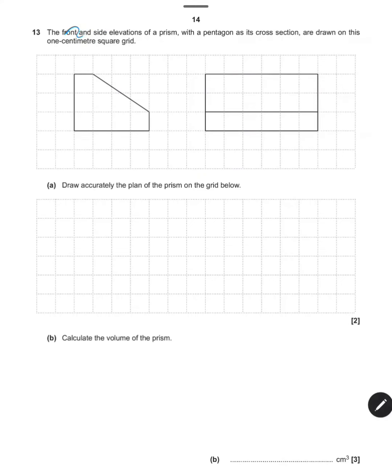Question 13, and we've got a front and side elevation of a prism. It says we've got a pentagon as its cross section, and it's drawn on 1 centimetre square grid. We're looking to draw the plan of the prism, and the plan view will be what it looks like from the top. What I can see is, from the top, I'm going to see a rectangle that's 1 across. So I'm looking at this from the top. And it will be 1, 2, 3, 4, 5, 6 units long.